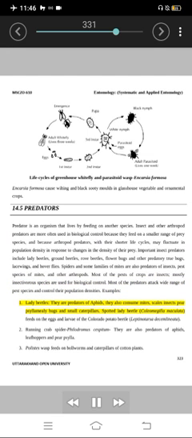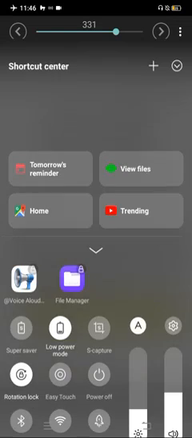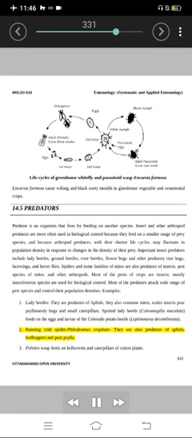Examples. 1. Lady beetles. They are predators of aphids. They also consume mites, scales, insect parasites, mealybugs, and small caterpillars. The spotted lady beetle Coleomegilla maculata feeds on the eggs and larvae of the Colorado potato beetle Leptinotarsa decemlineata. 2. Running crab spider Philodromus cespitum are also predators of aphids, leafhoppers, and psyllids.